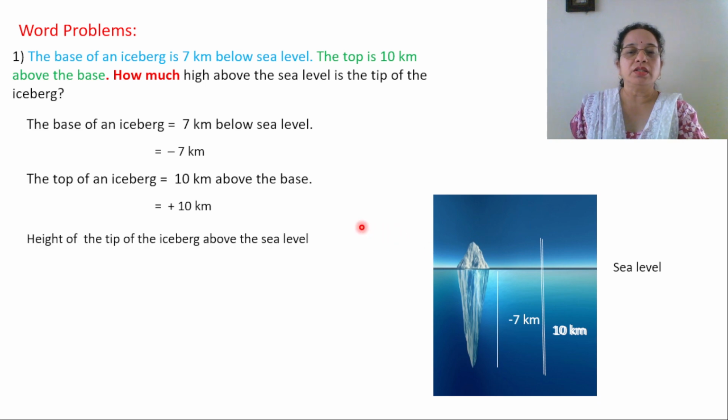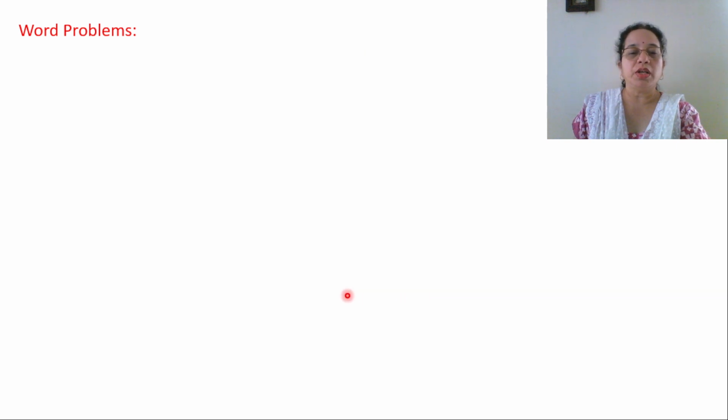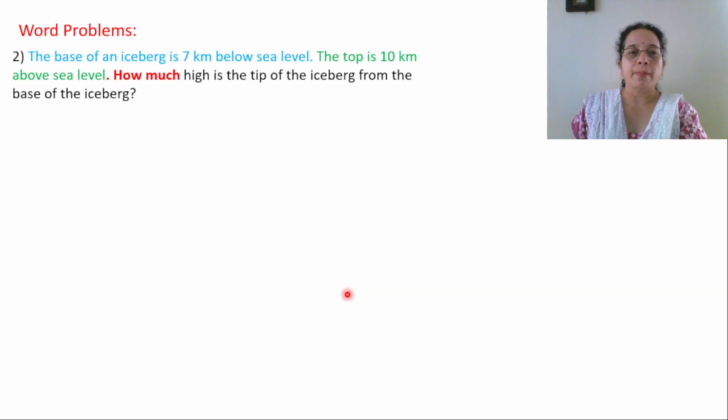Okay, so let us do that. The height of the tip of an iceberg above the sea level is equal to, this total is 10. From 10 we will subtract, greater number minus smaller number. Here 10 minus 7 will give you 3 kilometer. So the height of the iceberg above the sea level is 3 kilometer.